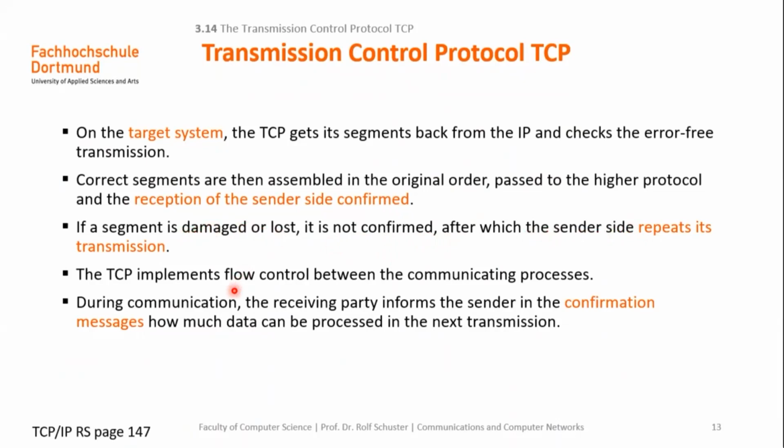The TCP implements flow control between the communication processes in order to avoid the overflow of the receiver's buffers. During communication, the receiving party informs the sender in the confirmation message how much data can be processed in the next transmission in order to establish flow control and avoid the overflow of the receiver's buffers.